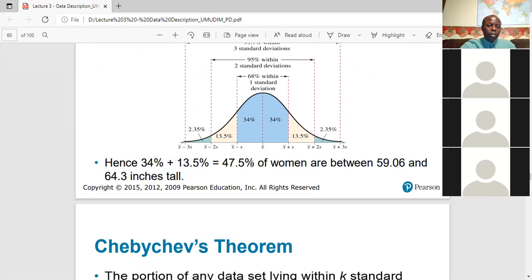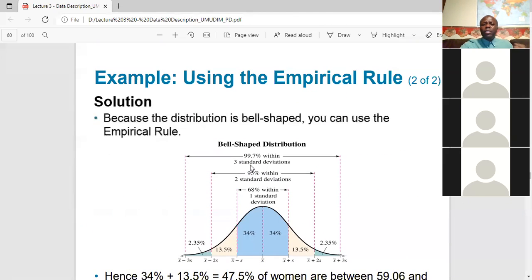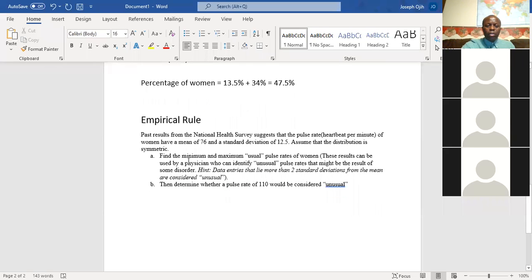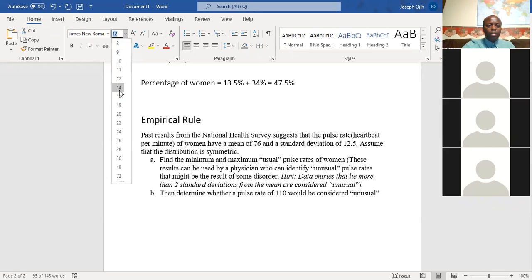Any other question? Okay, good. Now, sometimes they might ask this question in a different way. Look at this one here. I'll show you. So it says here, past results. Make it a little bit bigger.